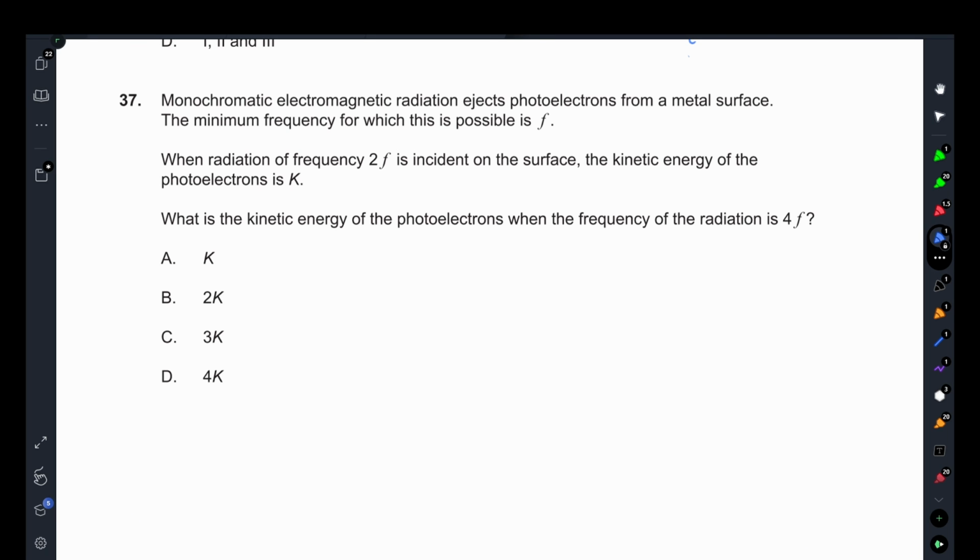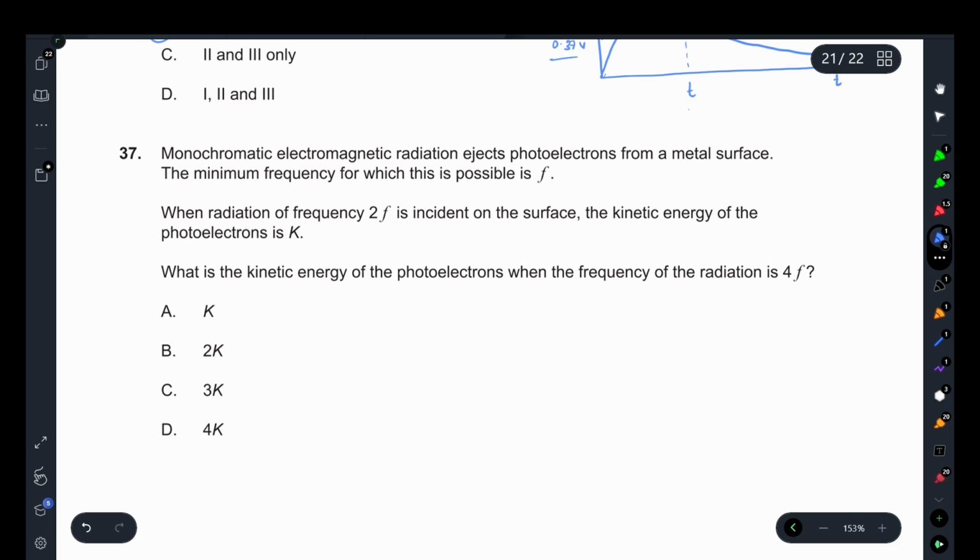Question number 37. This is photoelectron ejection from a metal surface using the formula KE is equal to hf minus phi. So the threshold frequency is f. This means that for 0, hf minus phi gives 0 kinetic energy. So phi is equal to hf.